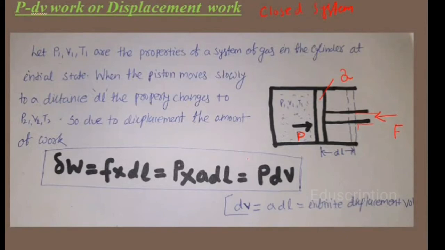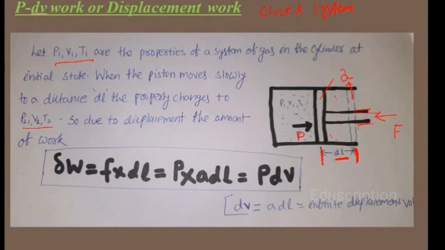So what exactly is this? Look, this is a cylinder and this is a piston. The piston is at this point first and the piston area is A. Let P1, V1, T1 be the properties of the gas in the cylinder at the initial state: the pressure, volume and temperature of the gas. Then the piston moves from this place to this place through a length dl. So obviously the properties will change to P2, V2, T2.